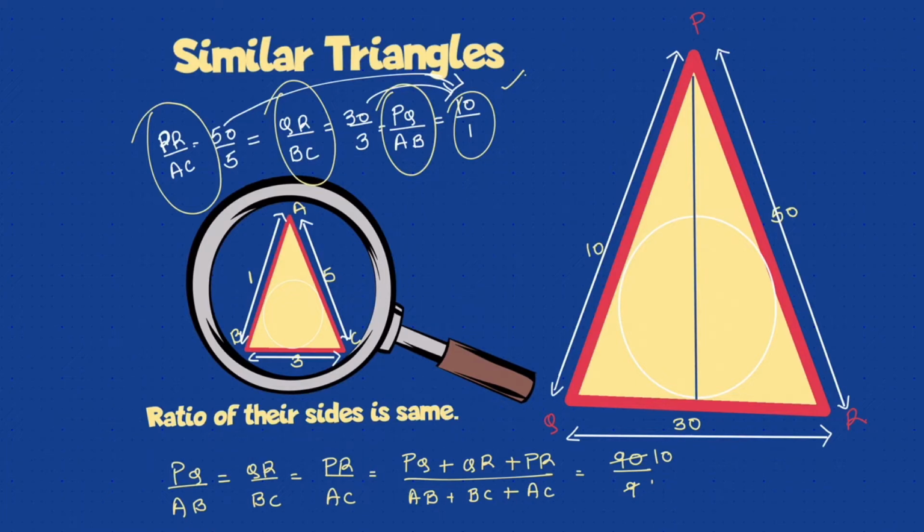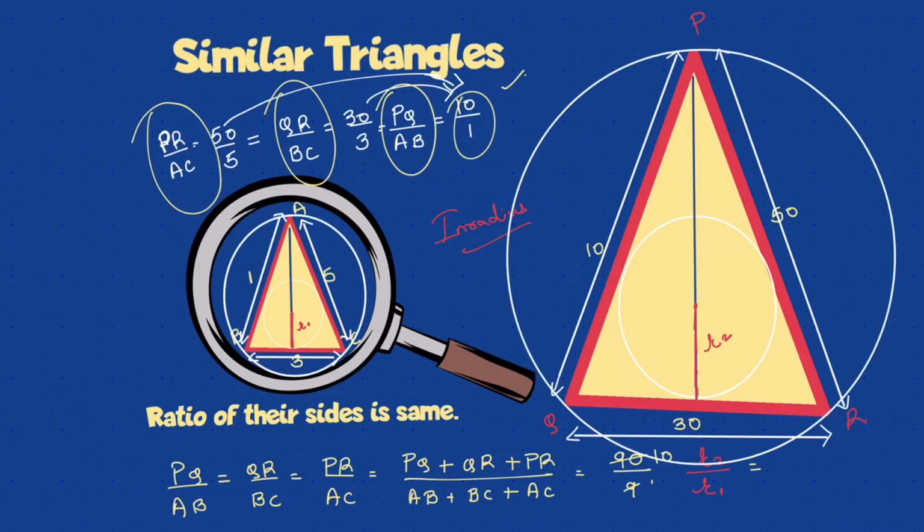Now let's draw an incircle inside a triangle. What will happen if two triangles are similar? What is an incircle? A circle which is drawn inside the triangle touching the three sides of the triangle is called an incircle. A circle will always have a radius, so let's call this inradius r1 of the smaller triangle and r2 of your larger triangle, which is PQR. So what will happen? r2 upon r1 will also be equal to the ratio of their sides. So remember that the inradius will also have the same ratio.